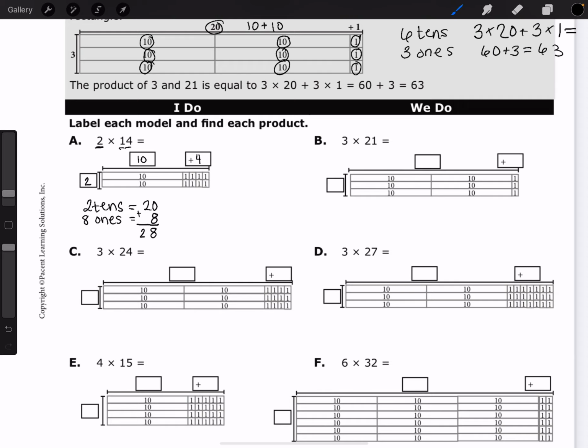Now let's look at this. B. We have a 1-digit number, which is 3, and a 2-digit number, which is 21. We know that the left side that has the 1 box, we know that that's 1 digit. And the side that has the 2 boxes is the 2-digit number. So we have 20 plus 1. So again, we broke that 20 down into 2 10s. So we have 1, 2, 3, 4, 5, 6 10s.